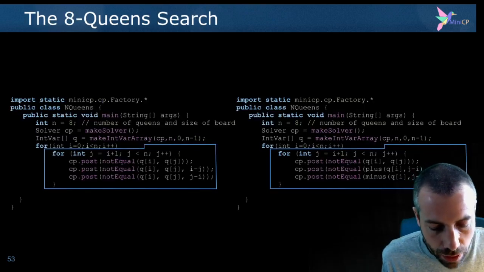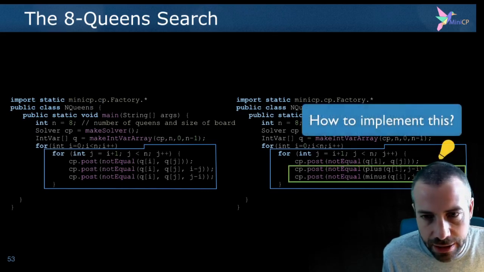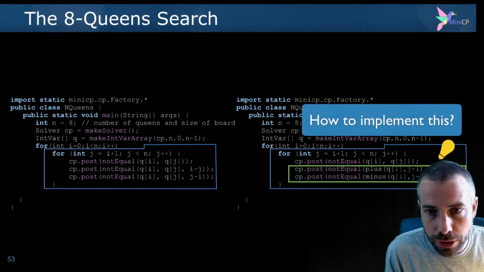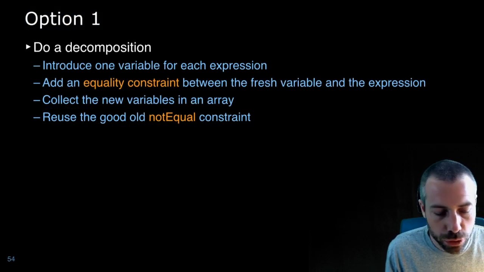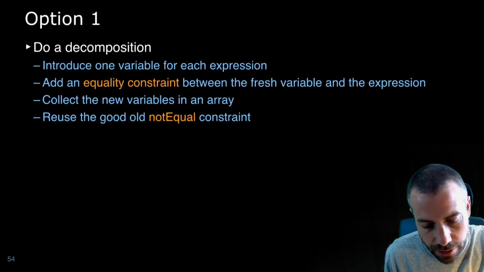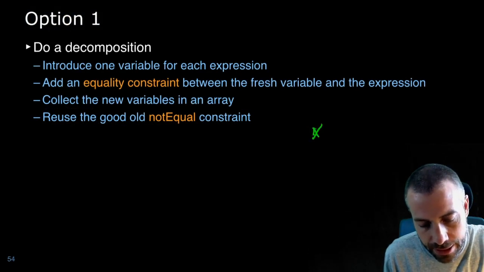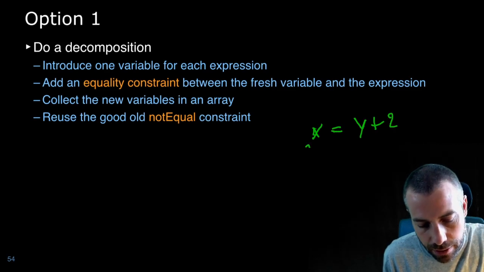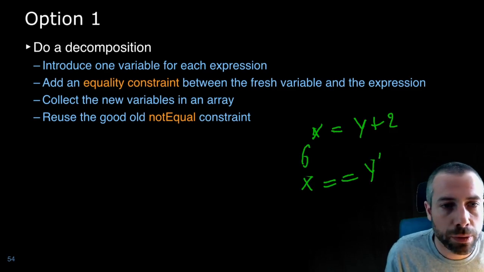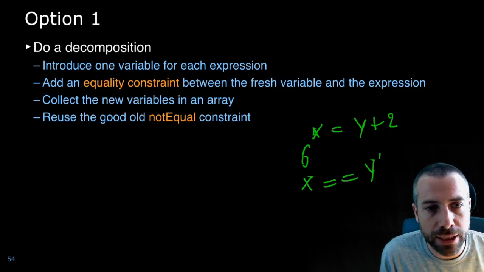And so how to implement this? We have an idea of what we need to avoid this. We need a new construct like the plus and minus, but how to implement it? One possibility is to introduce one new fresh variable for every type of expression, so that we have, for instance, x is equal to 1 plus 2, and then this is equal to y prime, for instance. We may want to do this with a new equality constraint.